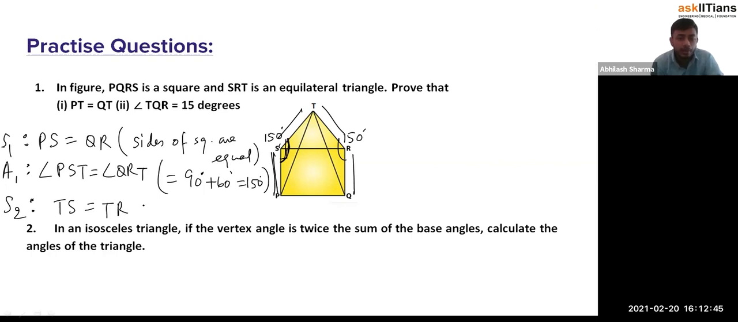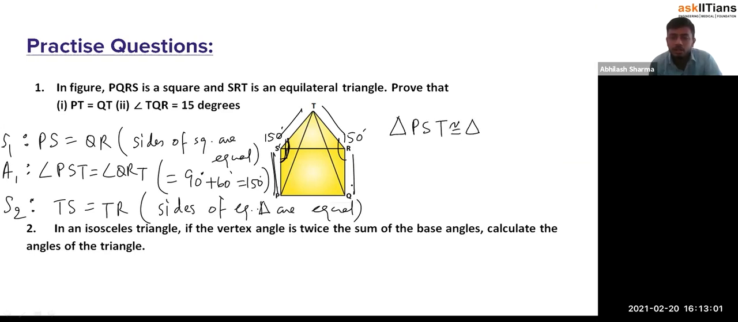The reason is that the sides of an equilateral triangle are equal. Hence, we can say triangle PST will be congruent to triangle QRT. It is very important to name it correctly. Why does point S correspond to R? Because obviously both of these angles are equal, right? So S will correspond to R only.